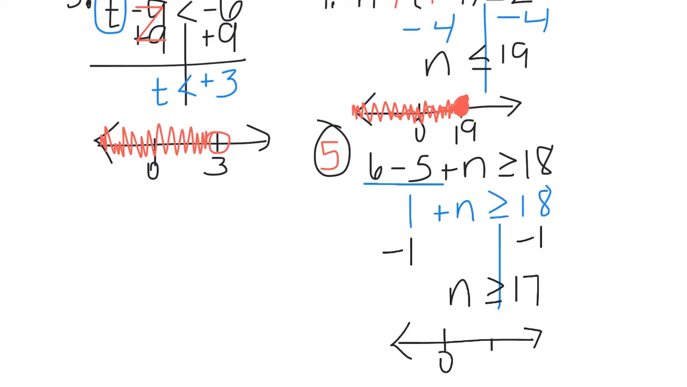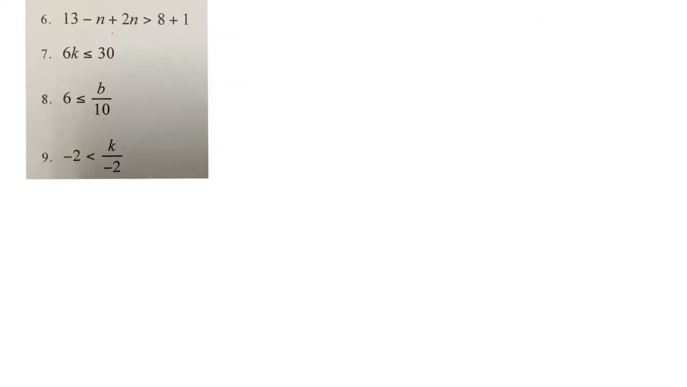And there's 0, 17. Is 17 greater than 0? No, 17 is not greater than 0. So the shading is on the other side, the opposite side that the 0 is on. And closed circle because it is greater than or equal to. Okay, so let's look at number 6.